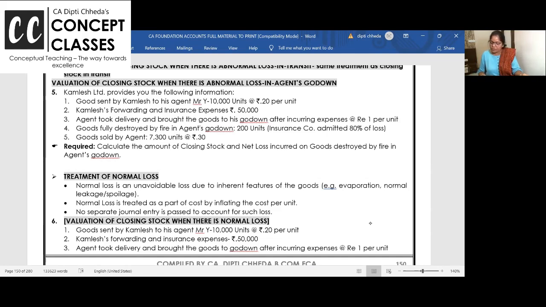Kamlesh provided you the following information. Goods are sent and same. Agent took the delivery. Goods fully destroyed by fire in agent's go down. 200 units. Insurance company admitted 80% and now value the closing stock. This time the abnormal loss is in agent's go down. So then how will you treat it?